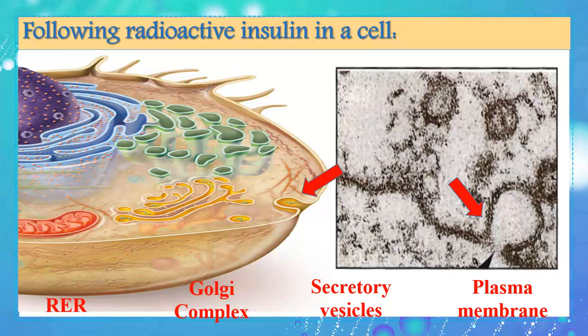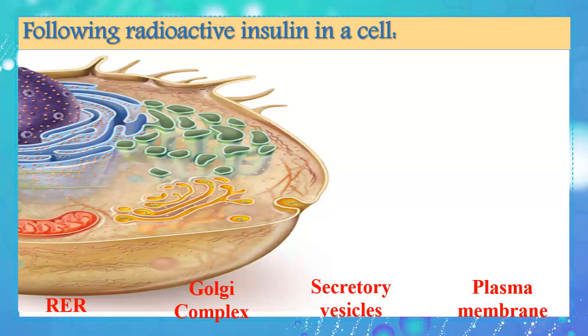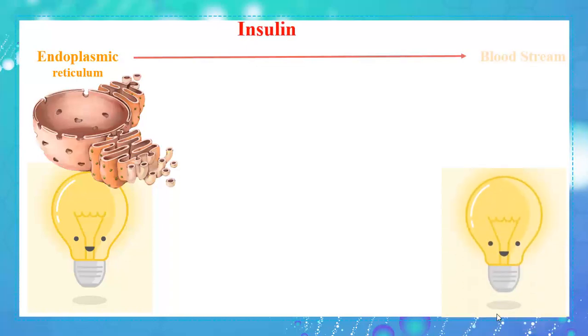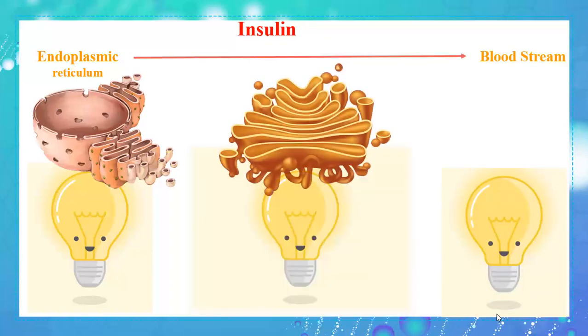Following up insulin in this experiment, we can see that the order of insulin presence in the cell is rough endoplasmic reticulum, Golgi complex, secretory vesicles, and the plasma membrane. So for now, we know that a protein in this experiment, insulin, is produced in the endoplasmic reticulum and then transported to the bloodstream. However, what is happening in between is still not clear.